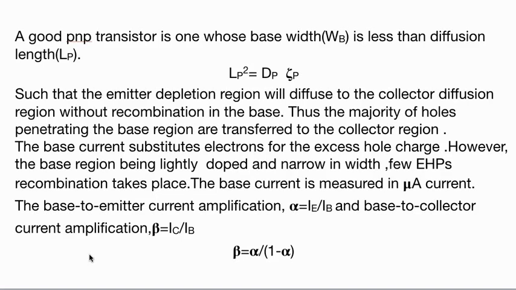The emitter to collector current amplification alpha is equal to IC upon IE, and the base to collector current amplification beta is equal to IC upon IB. Now the common relation between beta and alpha is beta is equal to alpha upon 1 minus alpha.